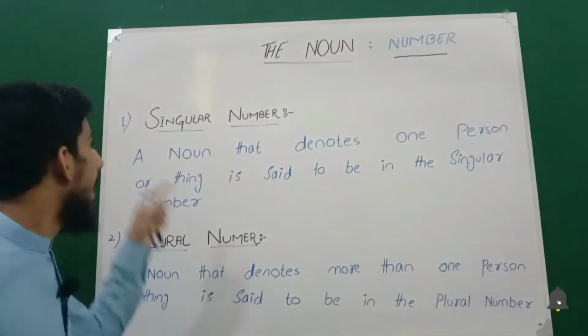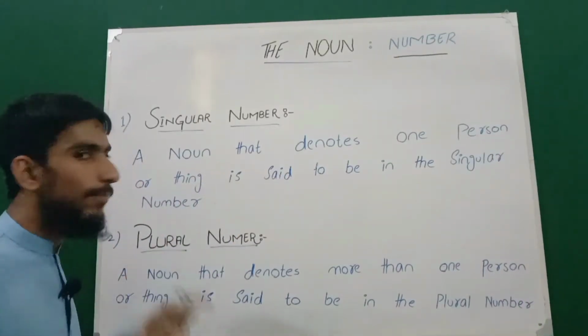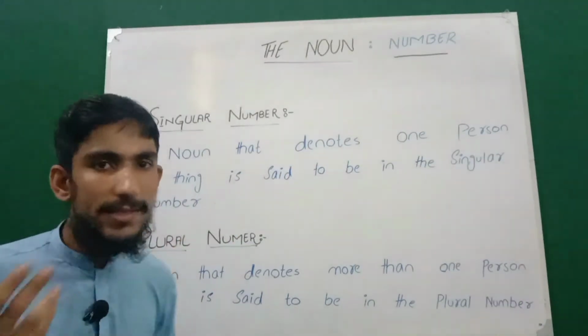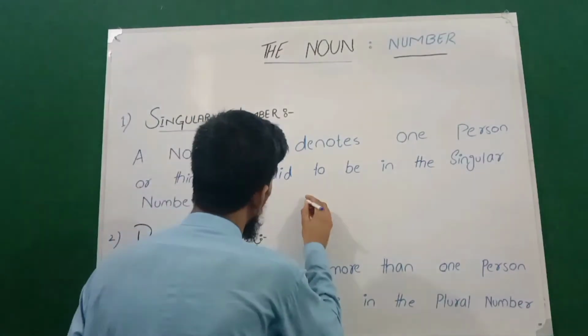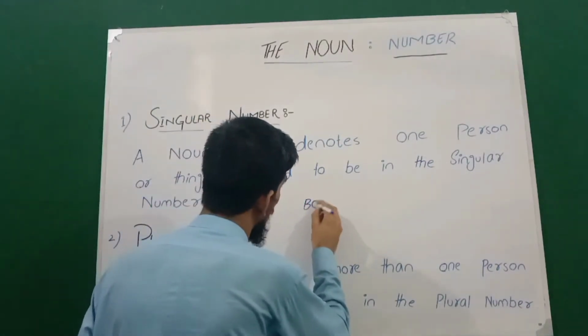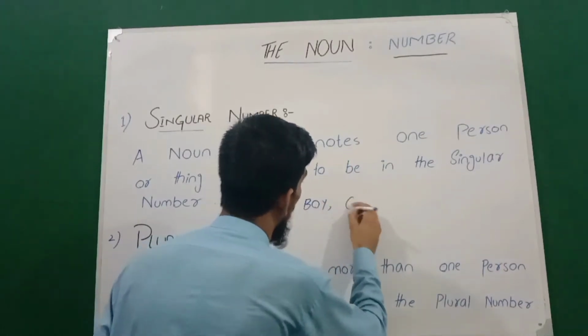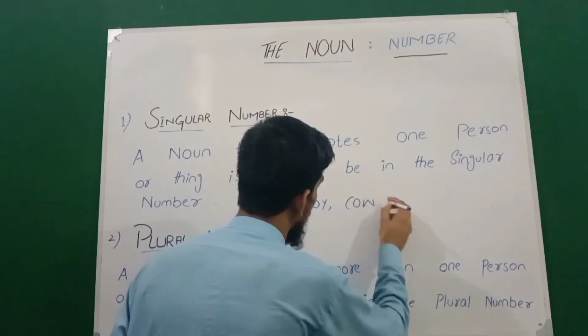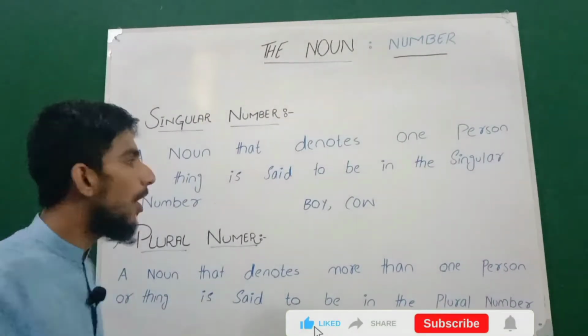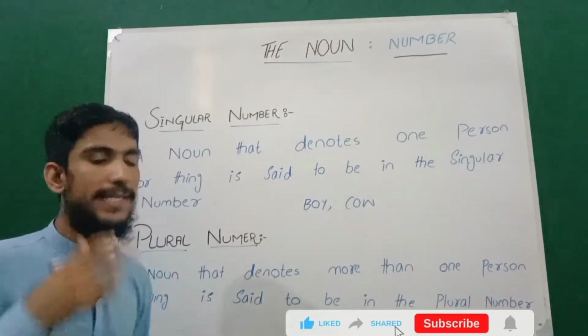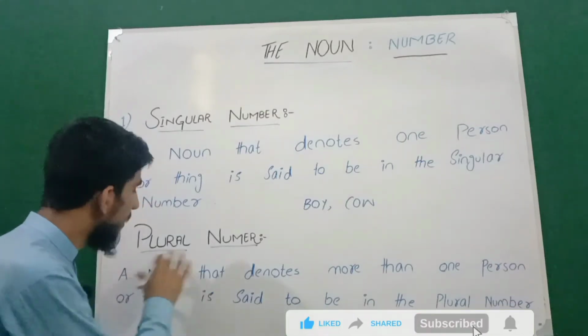Singular number: a noun that denotes one person or thing is said to be in the singular number. For example, boy. So boy is a singular number. For example, cow. A noun that denotes one person or one thing is said to be in the singular number.